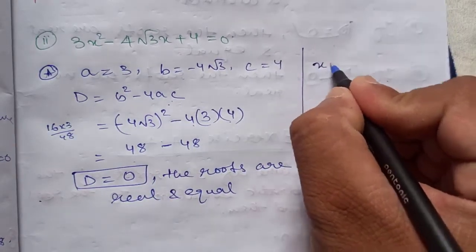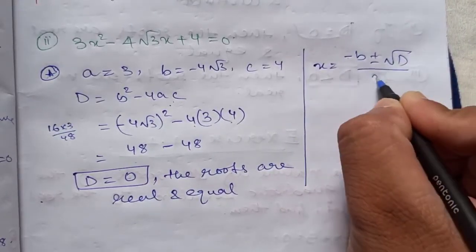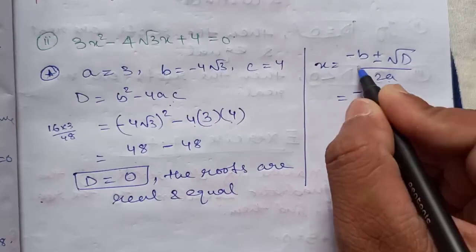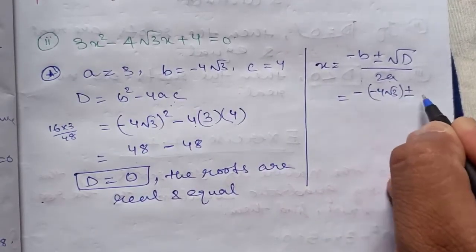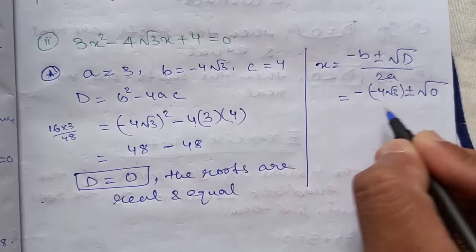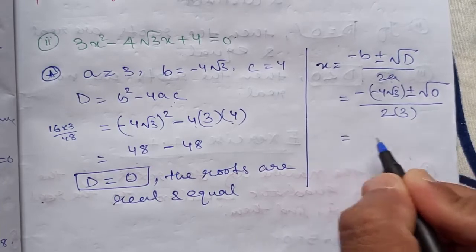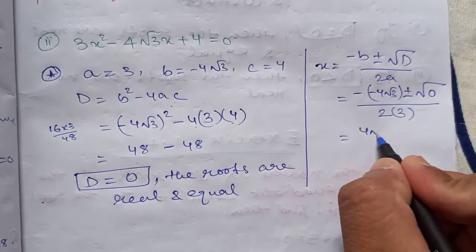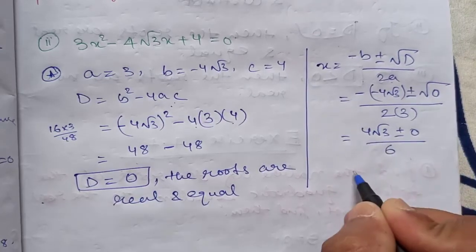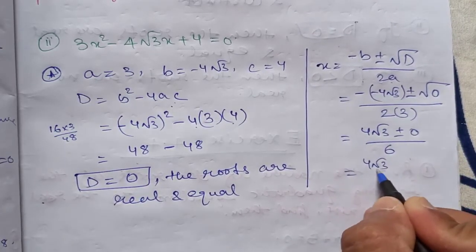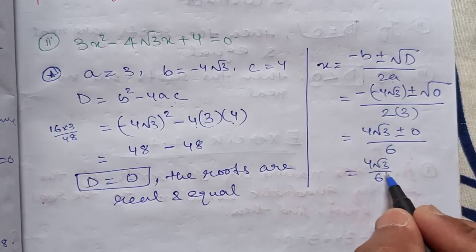So x equals to minus b plus or minus root d by 2a. Minus b is how much? b is minus 4 root 3, plus or minus root over d, how much did we get? d we got 0, by 2 into a. 2 into a means 2 3s are 6. So minus minus is plus, 4 root 3 plus or minus 0 by 6, that is 4 root 3 by 6. If you add or subtract, it will be the same value for 4 root 3.